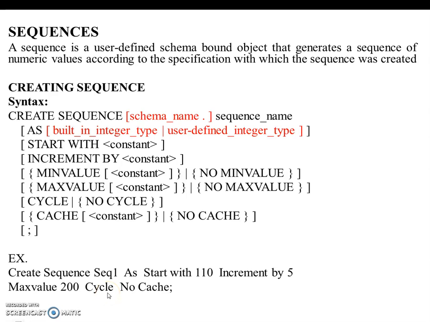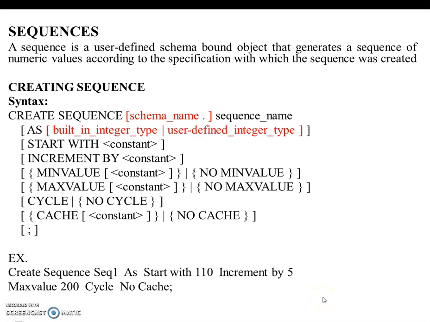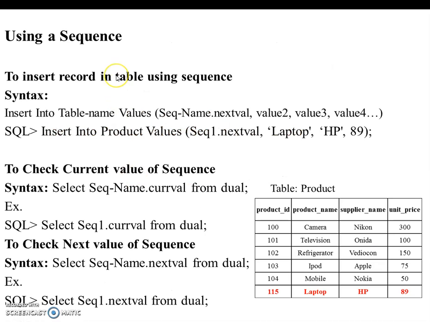Otherwise, if I do not want that particular sequence to cycle, then I can use the no cycle statement. And then finally I have given a no cache statement. So at the end of execution of this statement, the output will be sequence created. So a sequence1 object will get created within your database. Now the next job is how to use this sequence1 within your table. So next we will have the next slide, using a sequence.